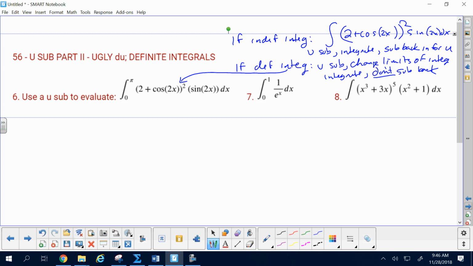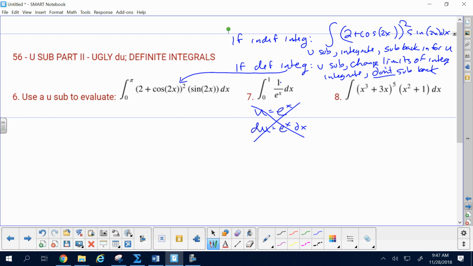You could do e to the x, but you don't want to do e to the x. Okay, actually, that's a great idea. Let's go, is u e to the x? Good thought, but what's the problem? Du is e to the x dx, and you don't have a numerator e to the x, right? So good call, good try, no dice.